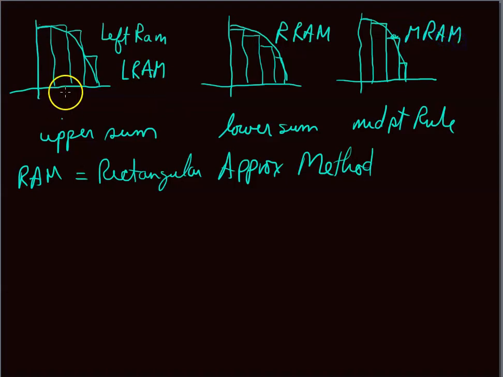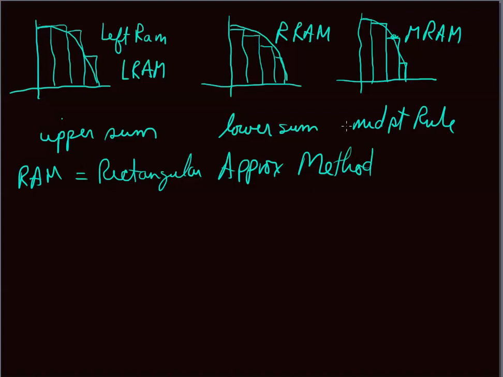Now the left side doesn't always give you the upper sum. It's the one that gives you more than you need, which is the upper sum. And the right side is not always going to be the lower sum. But it seems the midpoint's always the midpoint. You'll get the same value no matter what.